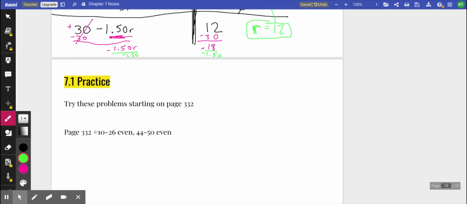All right, practice problems. Please try these on a separate sheet of paper. Your numbers 10 to 26 even, and then some review problems, some of the percents from chapter 6, and then the distributive property, which will come into play in chapter 7. So make sure you're refreshed on that.